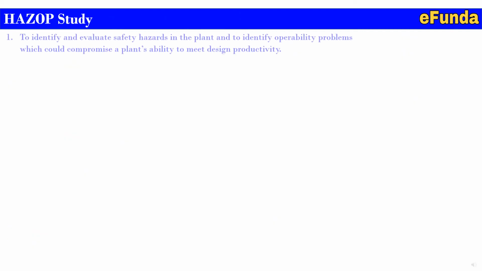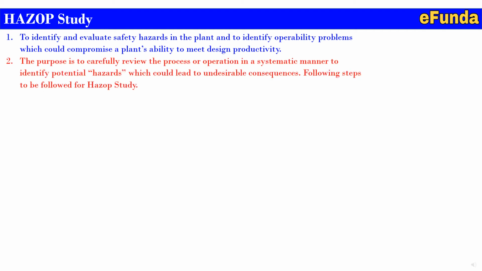HAZOP study: first, to identify and evaluate safety hazards in the plant and to identify operability problems which could compromise a plant's ability to meet design productivity. Second, the purpose is to carefully review the process or operation in a systematic manner to identify potential hazards which could lead to undesirable consequences. The following steps are to be followed for HAZOP study, which we will see now.